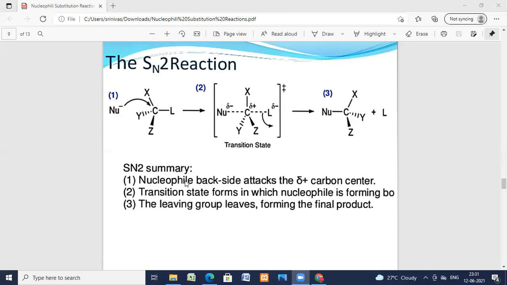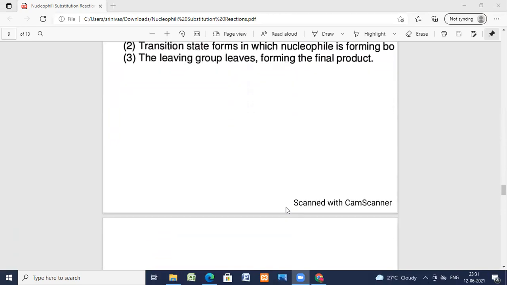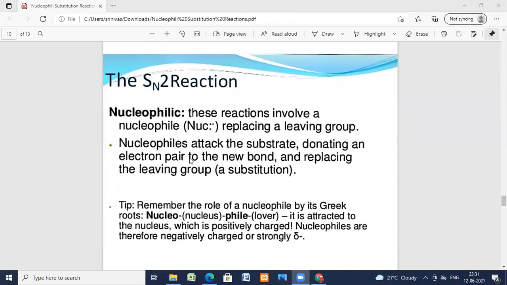In summary, the nucleophile attacks from the backside at the positive carbon center. A transition state forms where the nucleophile is bonding. The leaving group leaves, forming the final product. In an SN2 reaction, the nucleophile replaces the leaving group. The nucleophile attacks the substrate, donating an electron pair to the new bond and replacing the leaving group; that is the substitution. So nucleophilic groups are the nucleophiles.